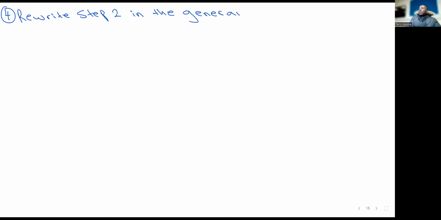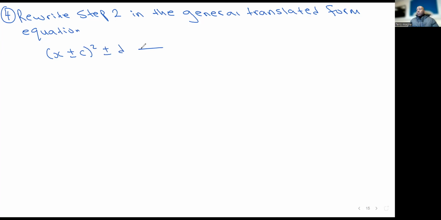So get this here. I'm going to write step 2 in the general translated form equation. Okay, so the same thing. We had x plus or minus c squared plus or minus d. So it's going to undergo the translated form.